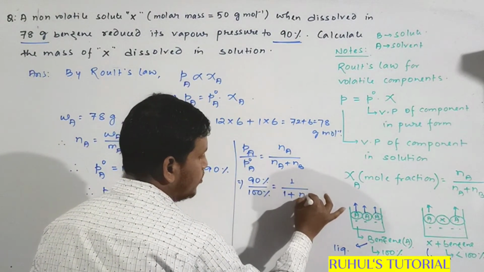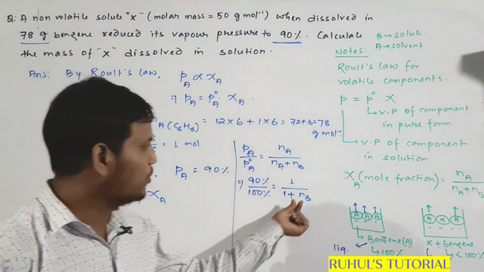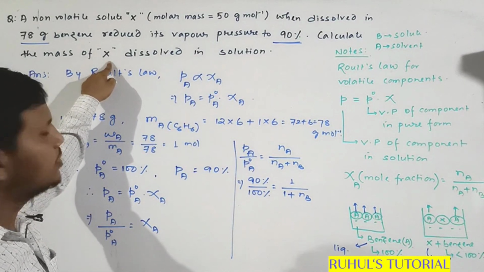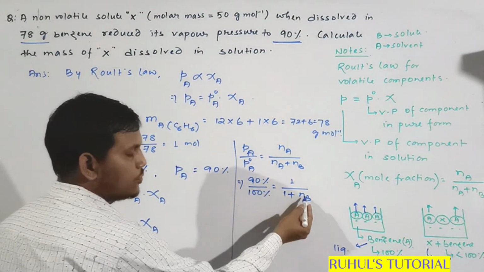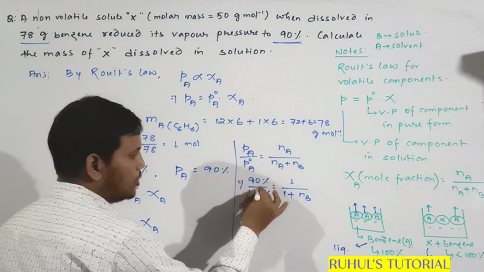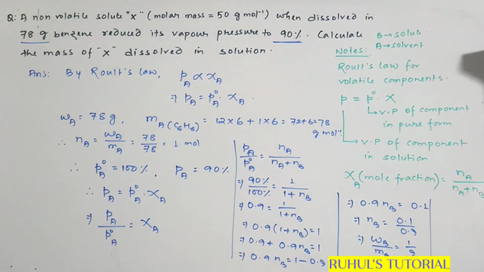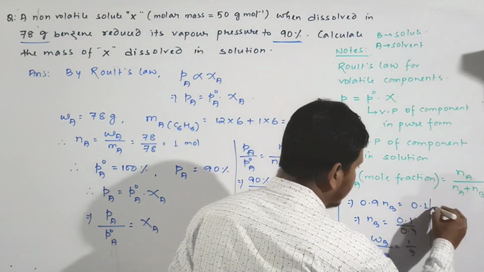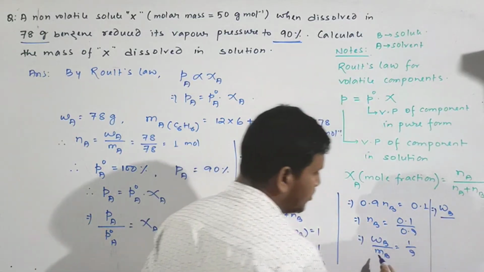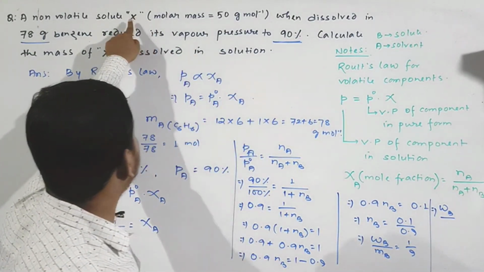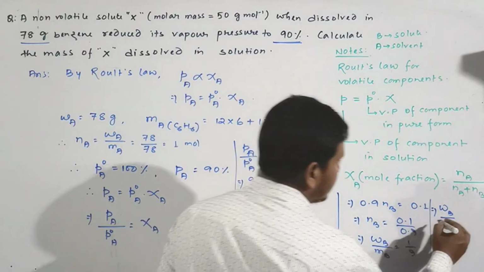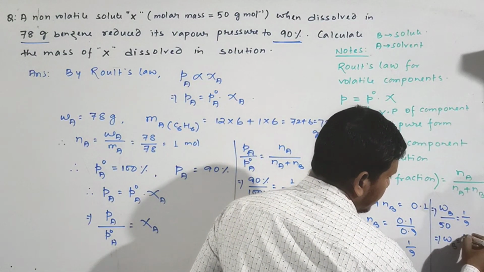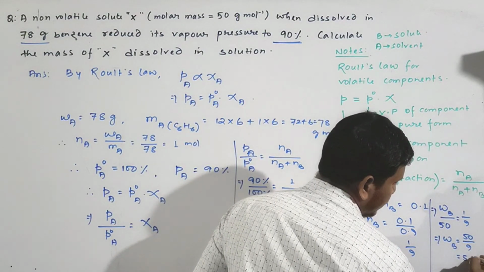Na is 1. Nb we have to find, because if we find Nb, the moles of solute, then only can we find the mass of solute. B is the solute, meaning X. The percentage cancels. Now this implies Wb divided by the molar mass of B. B is the solute, X, and the molar mass is given as 50, is equal to 1 by 9. So Wb is 50 by 9, that is 5.55 gram.